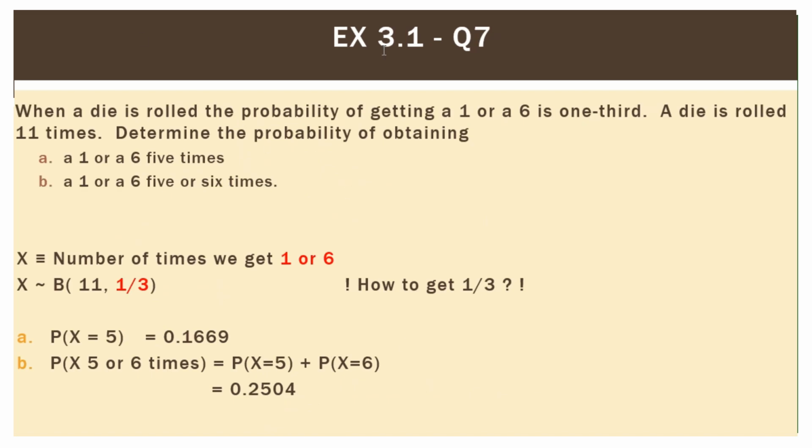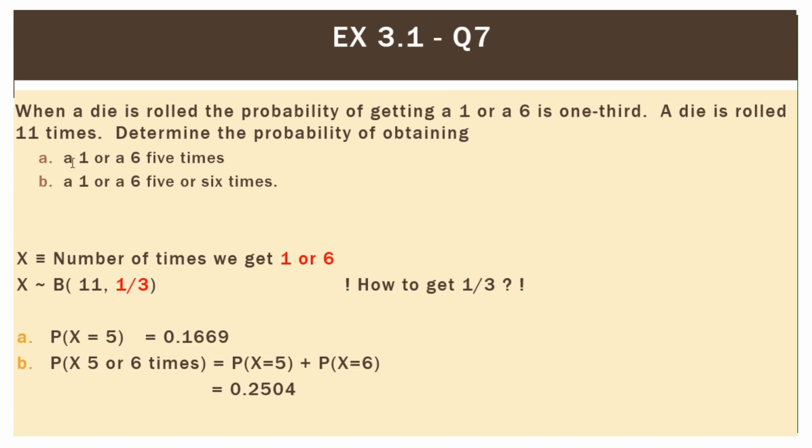Okay, question 7. When a die is rolled, what's the probability of getting a 1 or a 6? We did this last semester. 1 or means plus. What's the probability of getting a 1? 1 over 6. What's the probability of getting a 6? 1 over 6. So or means add up, right? So 1 over 6 plus 1 over 6 will be 2 over 6. In other words, you get 1 over 3.